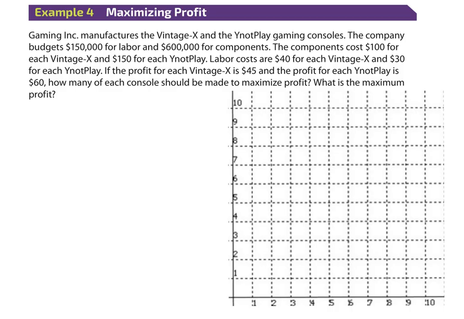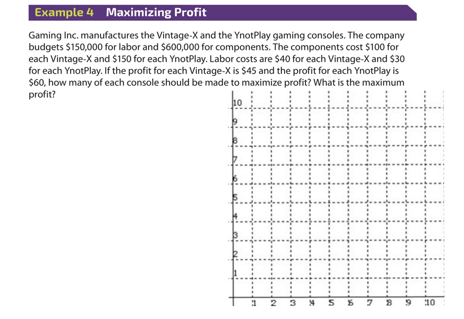Gaming Incorporated manufactures the vintage X and Y-not-play gaming consoles. Thank you for my variables. The company budgets $150,000 for labor and $600,000 for components. The components cost $100 for each vintage X and $150 for each Y-not-play. Labor costs are $40 for the vintage, $30 for the Y-not. If the profit is $45 for the vintage and $60 for the Y-not, how many should be made to maximize profit? What is the maximum profit? Okay. What are we trying to maximize? Profit. So that means profit is my objective equation.